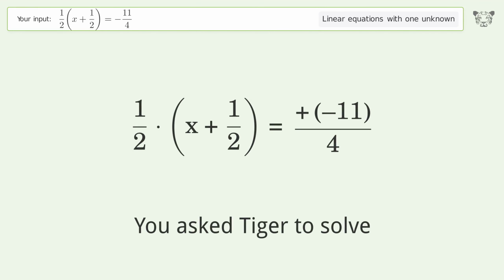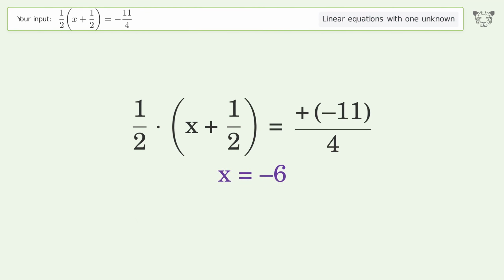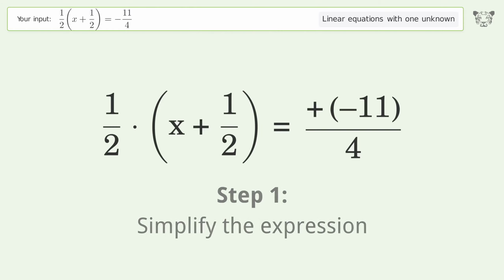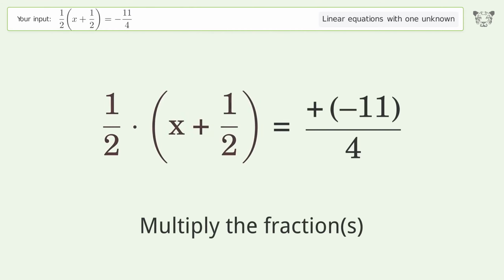You ask Tiger to solve this. This deals with linear equations with one unknown. The final result is x equals -6. Let's solve it step by step. Simplify the expression. Multiply the fractions.